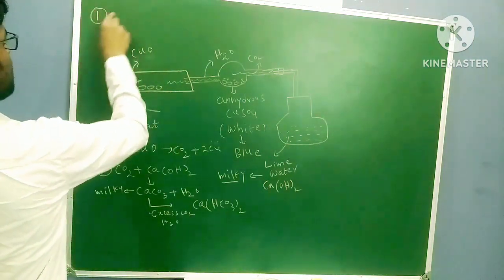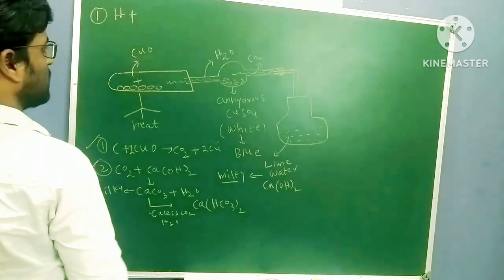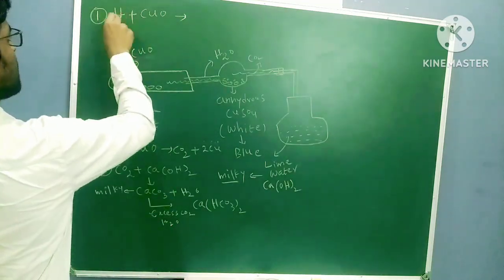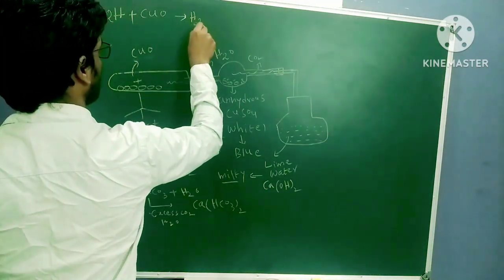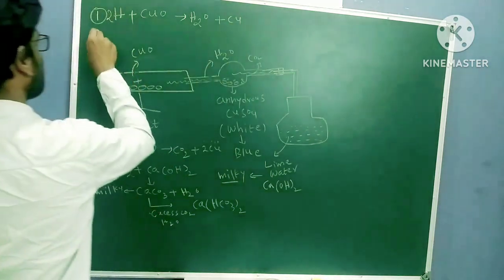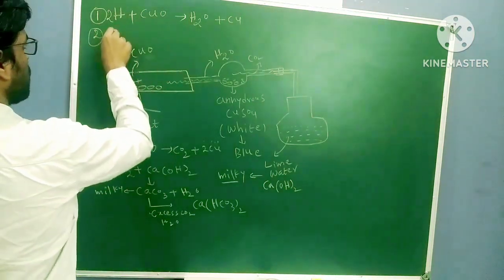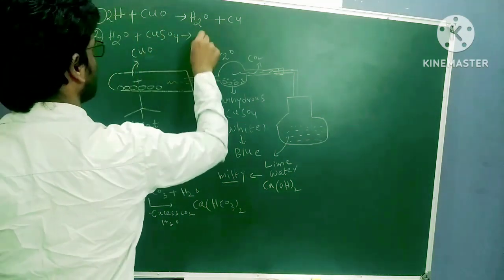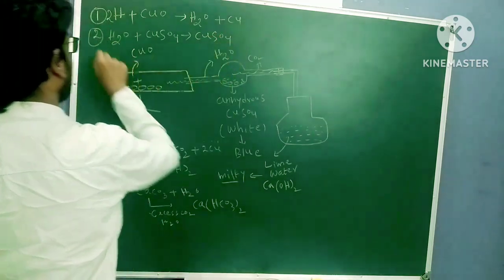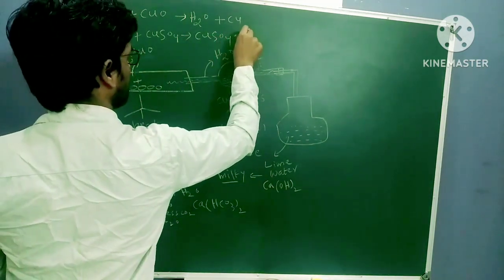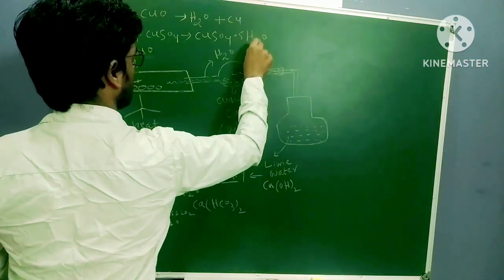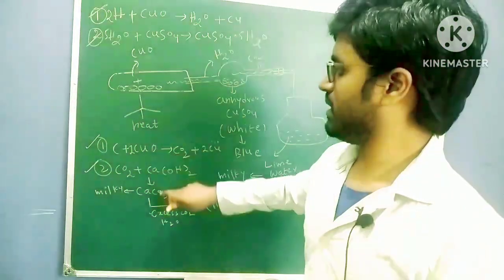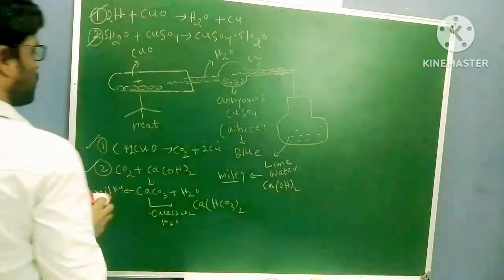So I have already given you hydrogen plus copper oxide. Hydrogen plus copper oxide. Here 2 hydrogens, so H2O plus Cu. This is one reaction. Second reaction, H2O plus copper sulfate, CuSO4, gives CuSO4.5H2O. Okay, so these 2 reactions you have to remember. 1, 2, 3, 4. So total 4 reactions you have to remember.